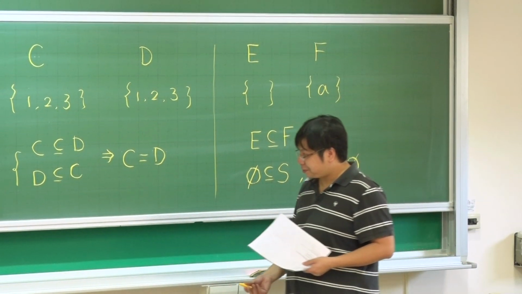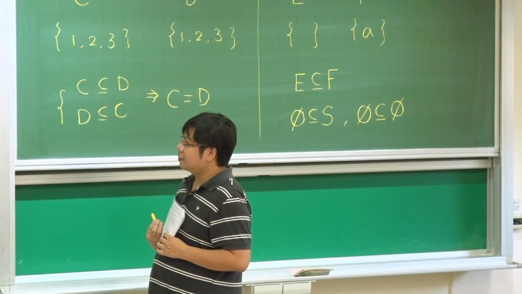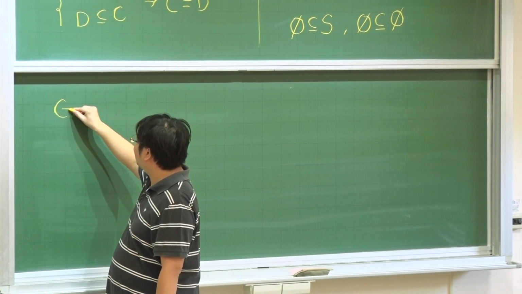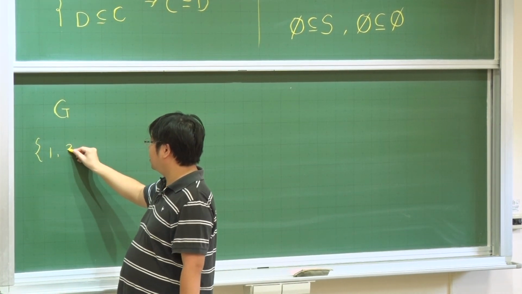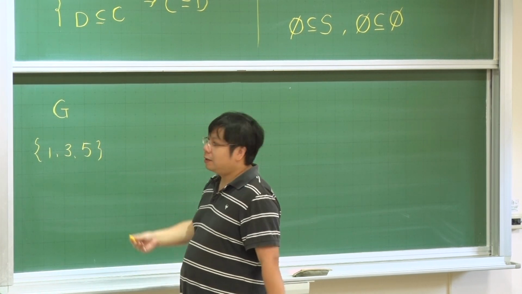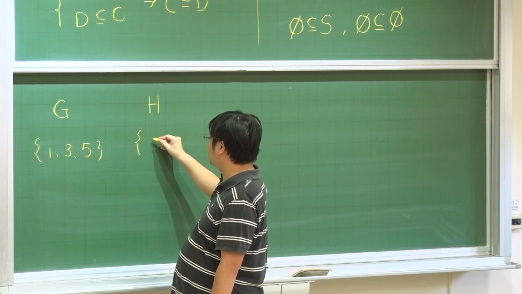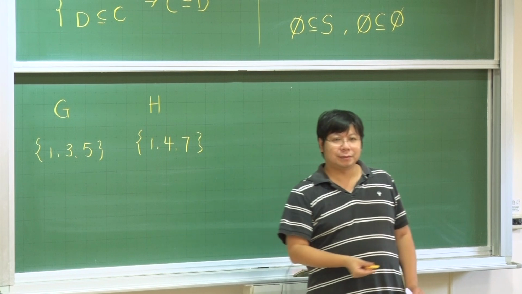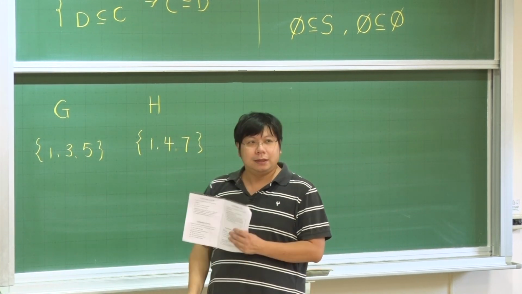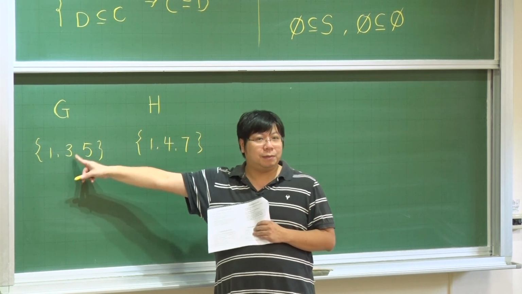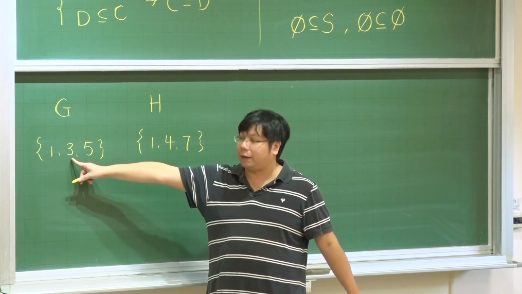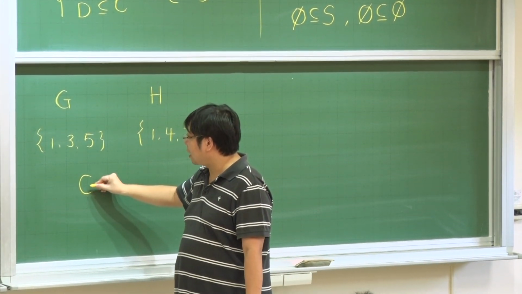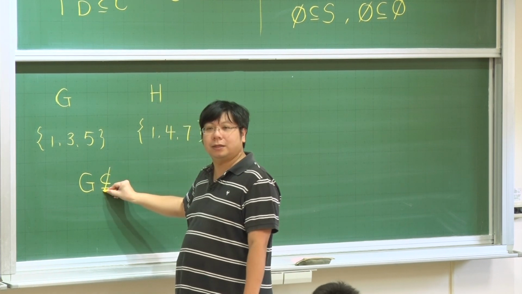Now, how about this one? Okay. Let's have another two sets. This time we have a G. Let's say G contains 1, 3, 5. Okay, let's say H. This time it contains 1, 4, 7. Is that okay? Then in this case, we see that it is not true that everything in G appears in H. Not true, because there is a 3 inside G, but there is no 3 inside H. So we write down G is not a subset of H.